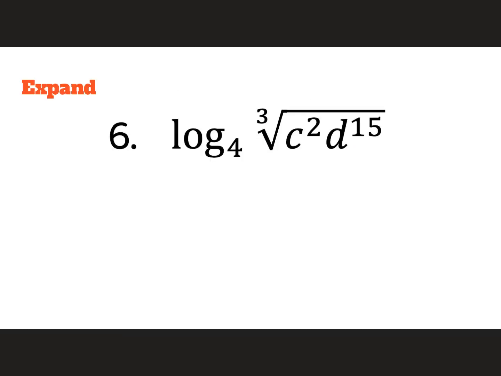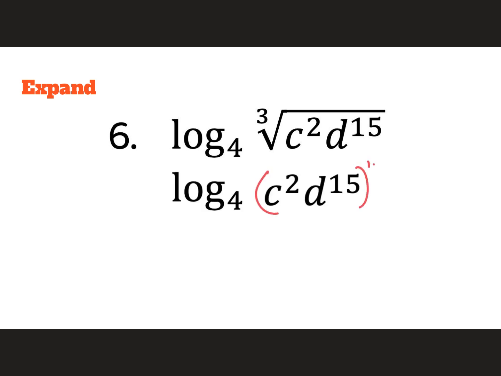6 is a cube root. So again, I would probably rewrite this cube root as a rational exponent. So that means the argument would actually be to the 1/3. So I think I would distribute next to the argument. So this would be c to the 2/3 and d to the 15/3 would be 5. And this is still log base 4 of that argument.